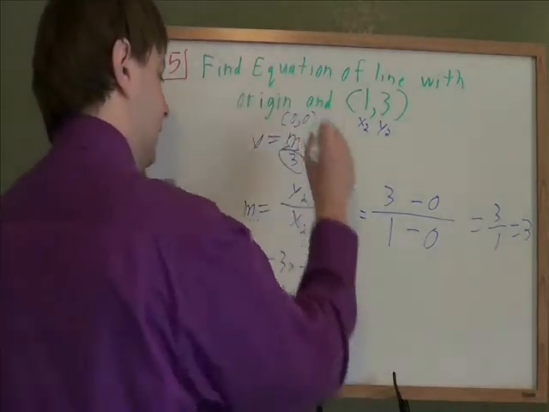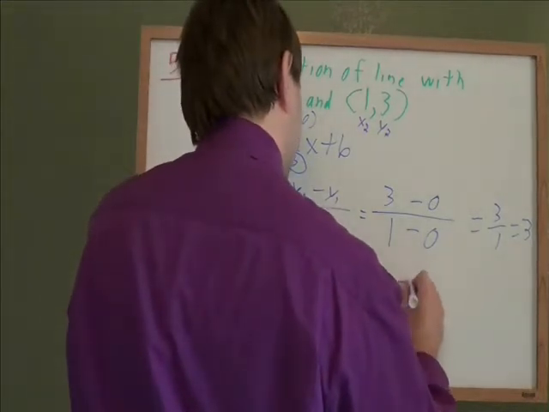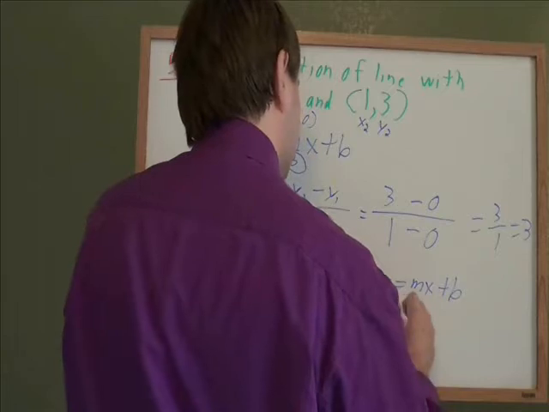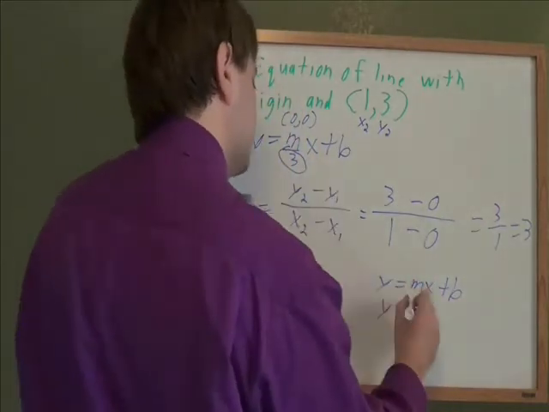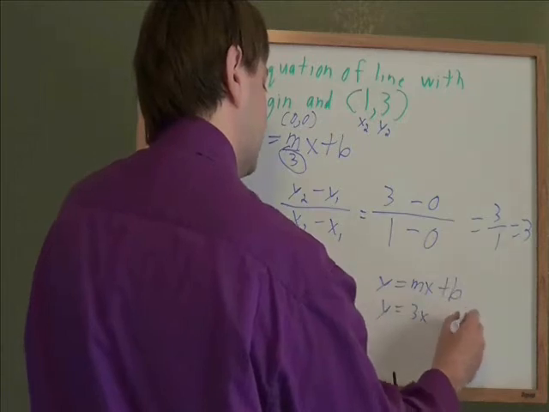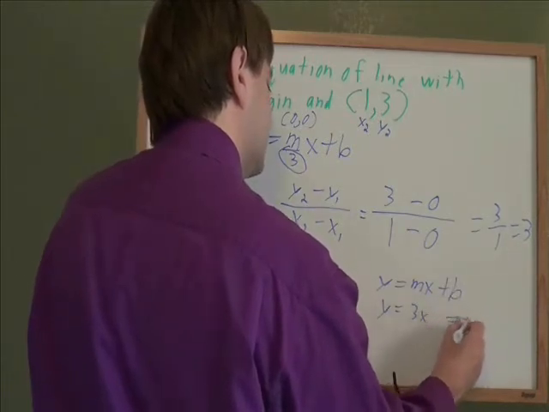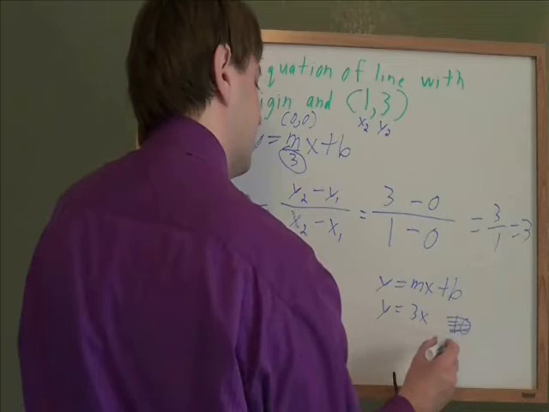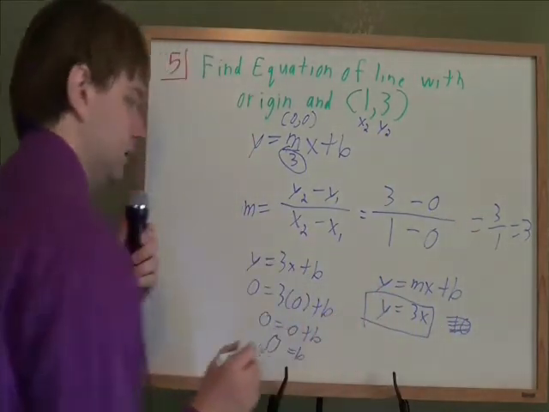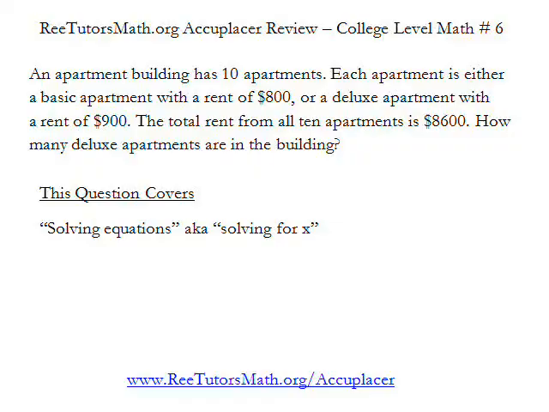So your final answer for an equation of a line, you write y equals mx plus b, and you plug in the m, which is 3 for our problem, and then you plug in the b, which is 0, but you really don't need a plus 0, so that probably won't be part of the answer. We'll just have y equals 3x, and that's the answer.